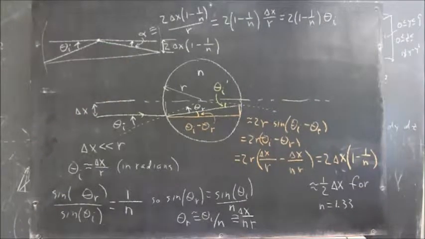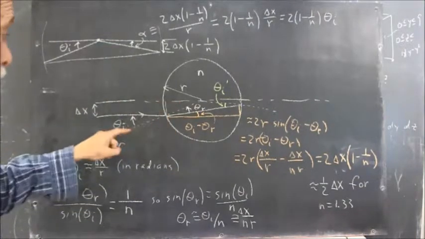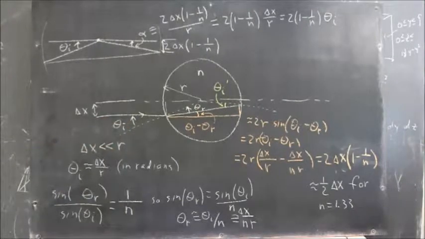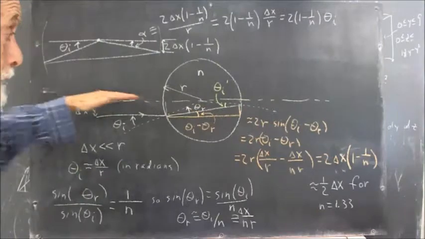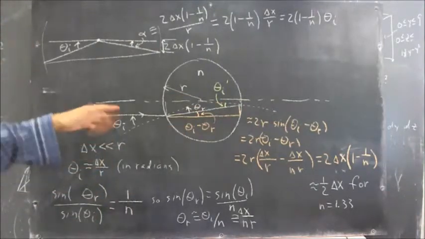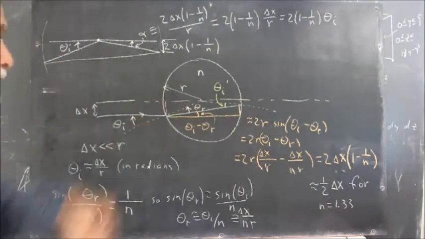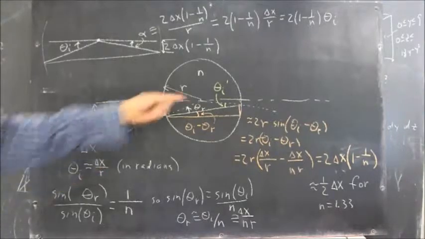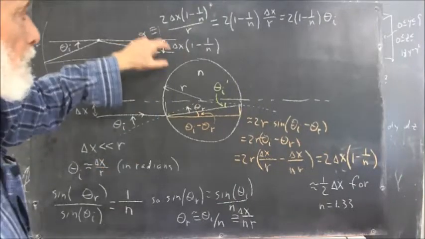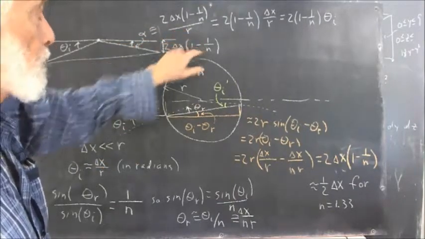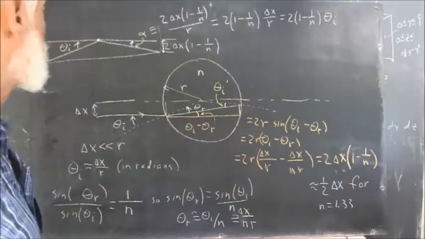Now, I'll note that this angle here is the same as this angle here, since we have a radial line that cuts two parallel lines. Okay, so just corresponding angles in a transversal. So we have theta sub I here. We have distance 2 delta x times 1 minus 1 over n here.